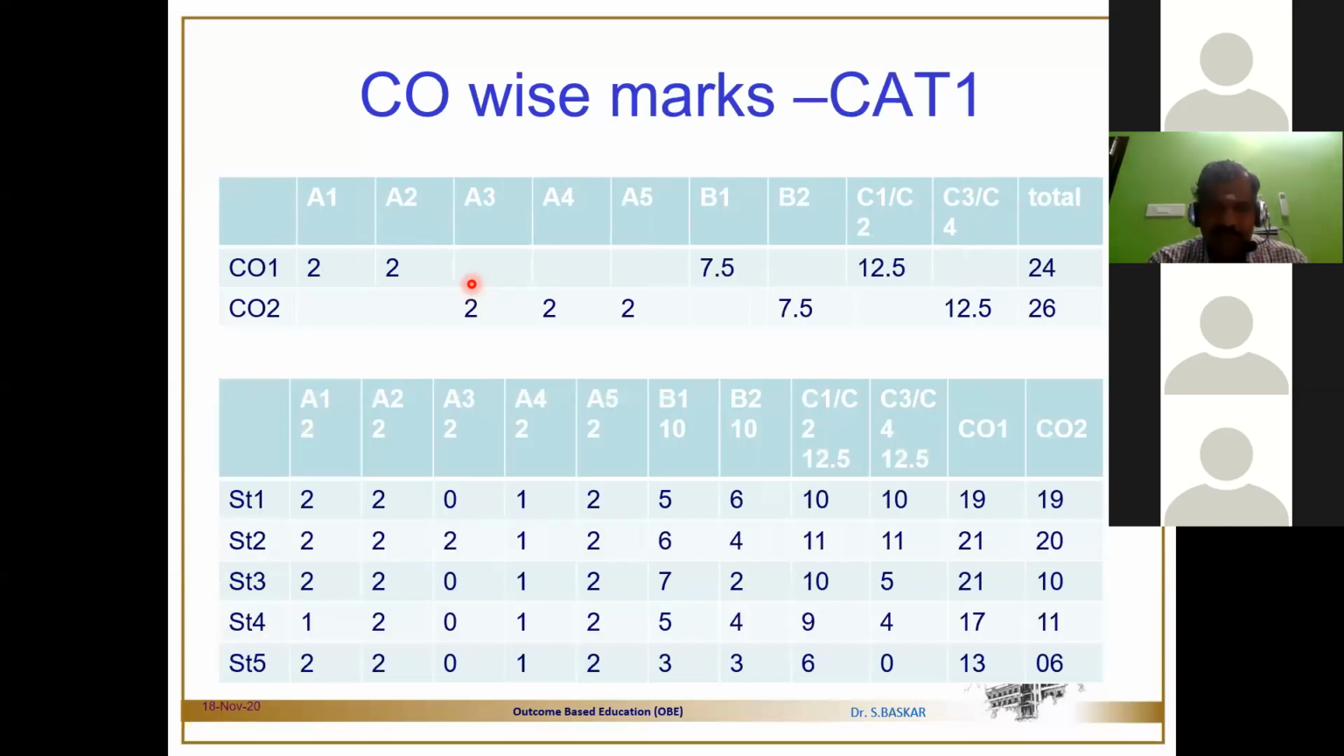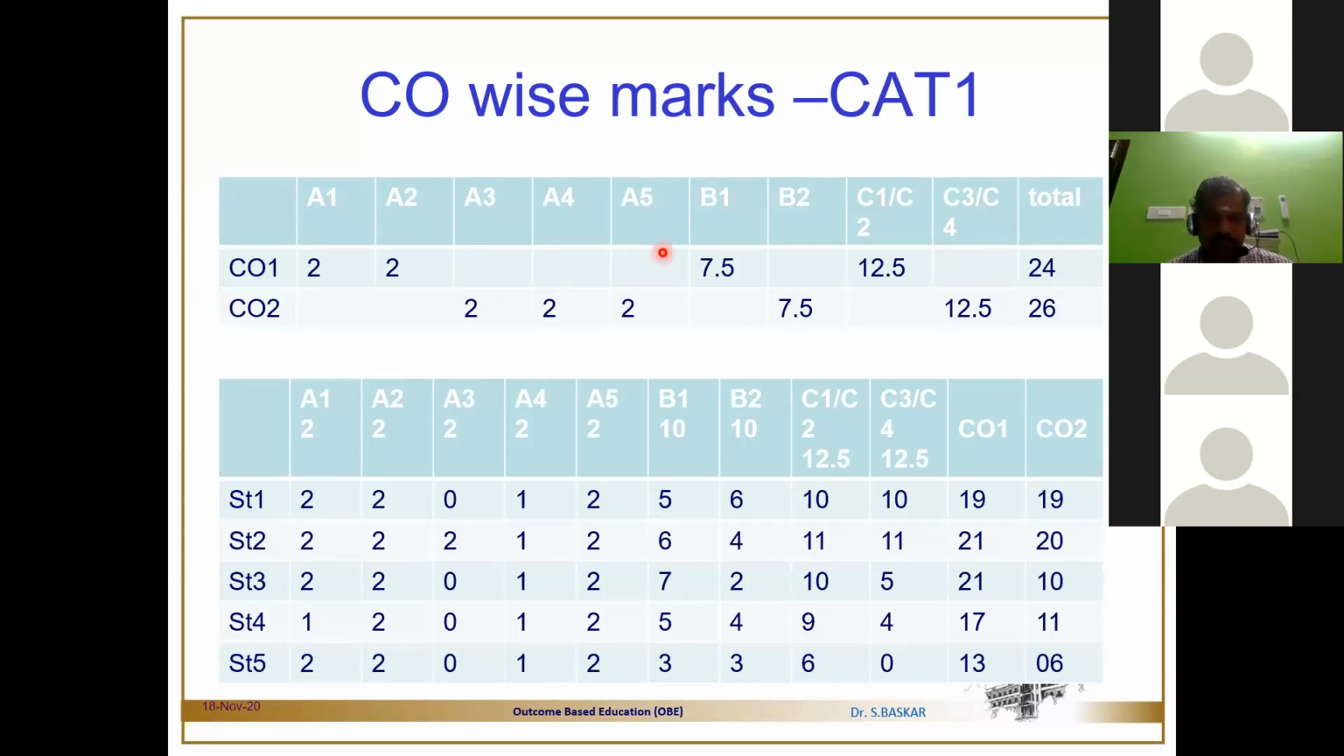Let us assume that this is the question pattern for my examination. I am conducting 5 small questions, each carrying 2 marks. I am asking 5 part A questions, 2 part B questions, and 2 part C questions with a choice. They should answer either C1 or C2 or C3 or C4.